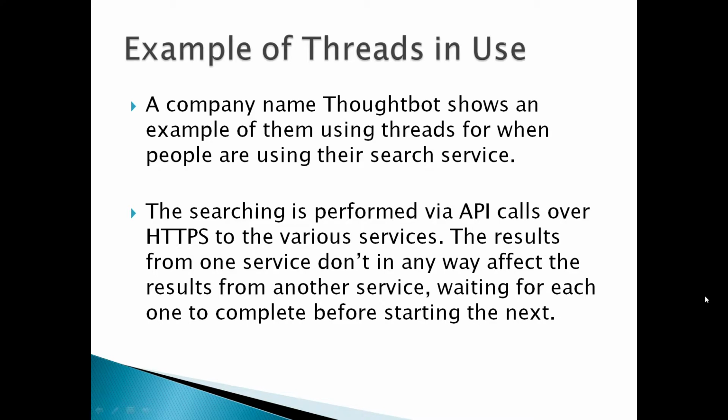At Thoughtbot, they have a simple search service which takes a search term and searches across a few other internal services and presents the result in a segmented way. This searching is performed via API calls over HTTPS to various services. The results from one service don't in any way affect the results from another service, but they were performing the searches serially, waiting for each one to complete before starting the next.